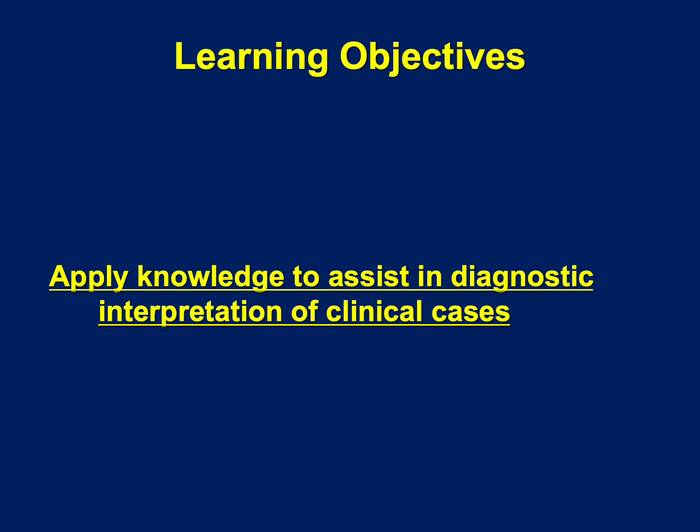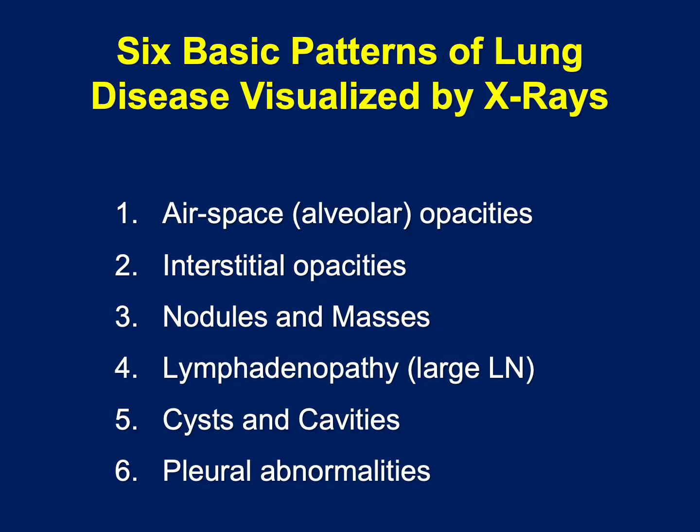Let's talk about some diagnostic interpretation. There are 6 basic patterns of lung disease when visualized by chest X-rays: airspace or alveolar opacities, interstitial opacities, nodules and masses, lymphadenopathy, which is another name for large lymph nodes, cysts and cavities, and then pleural abnormalities. I'll try to show you examples of all of them.